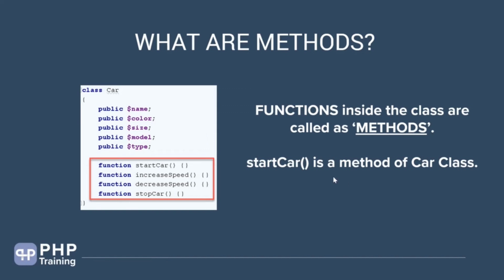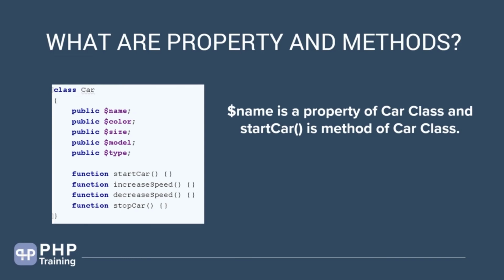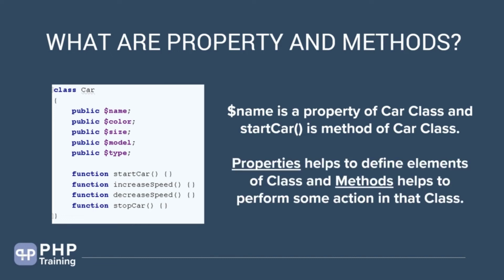You don't say that start car is a function of a car class. You don't say function anymore, even though you define it with the function keyword, you call it a method because you're speaking in objects. Similarly, stop car is a method of the car class. So let's look together at what properties and methods are. $name is a property of a car class, and start car is a method of a car class.